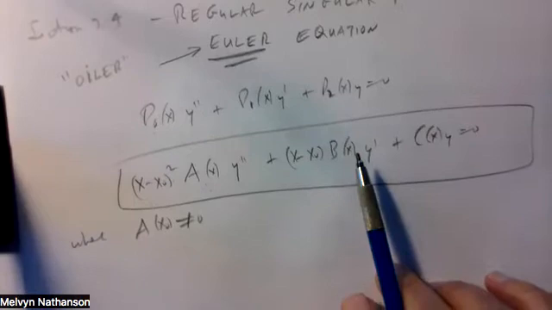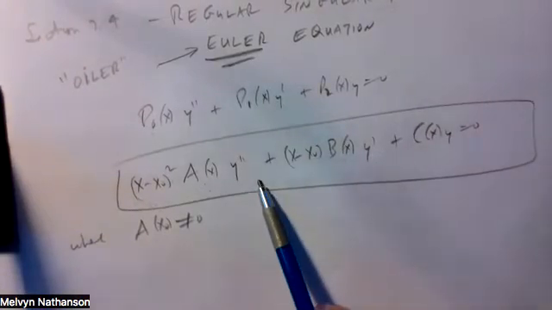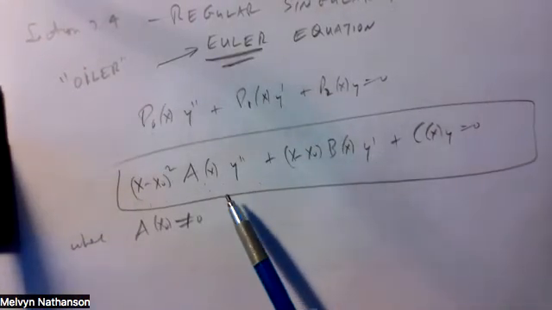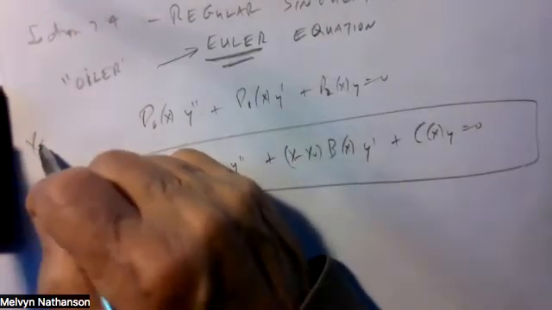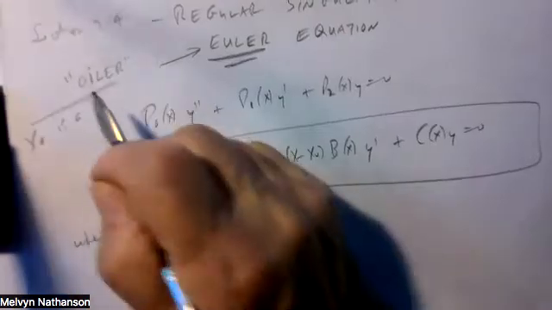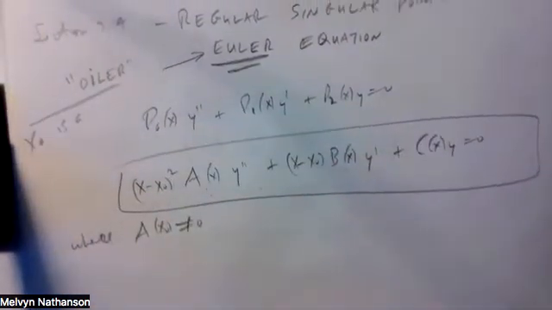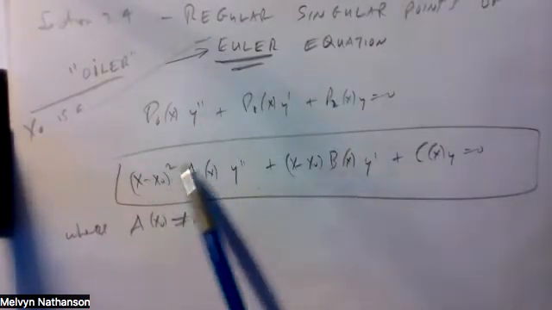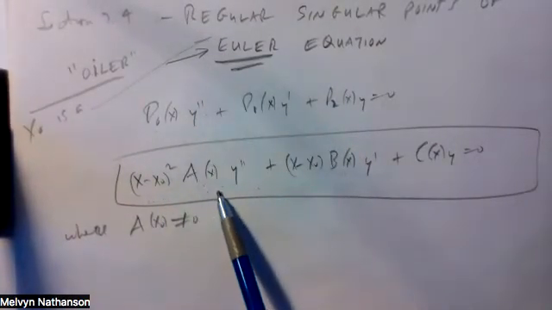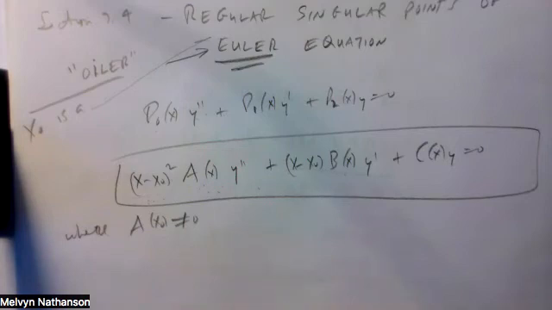So this is an example. This is the definition of a regular singular point. We say that x naught is a regular singular point if the differential equation can be written in this form.